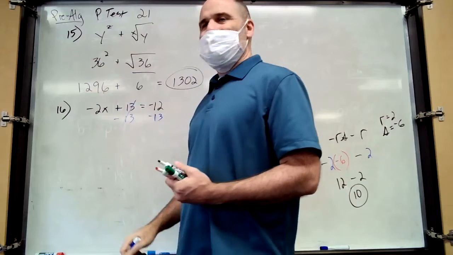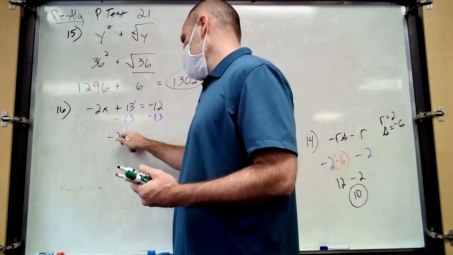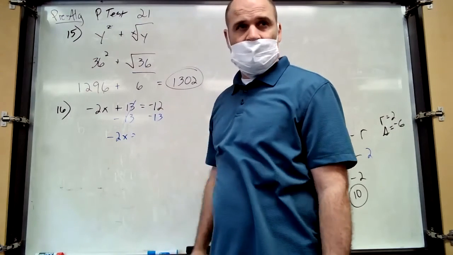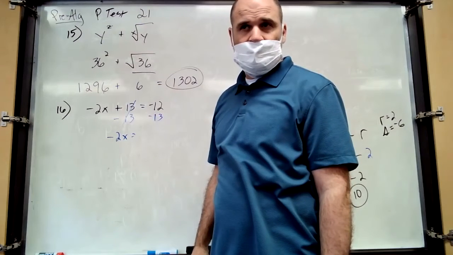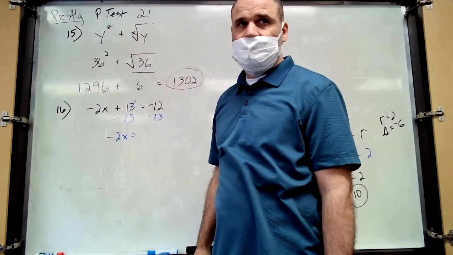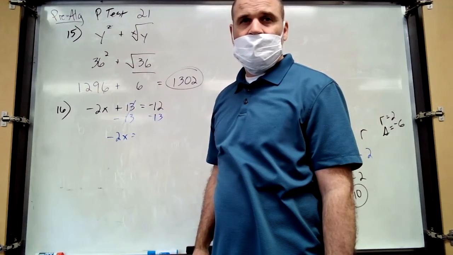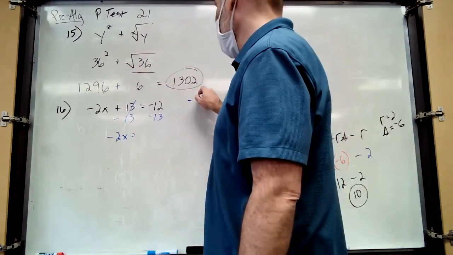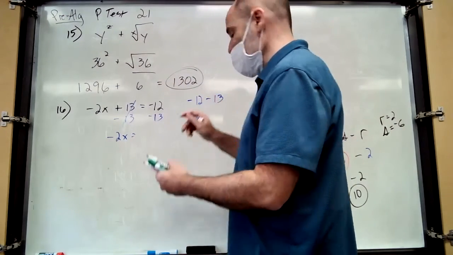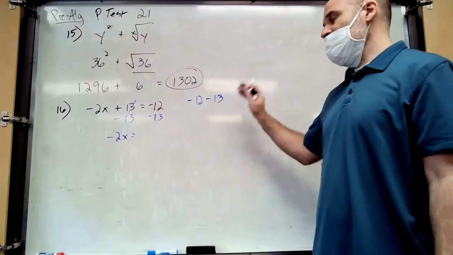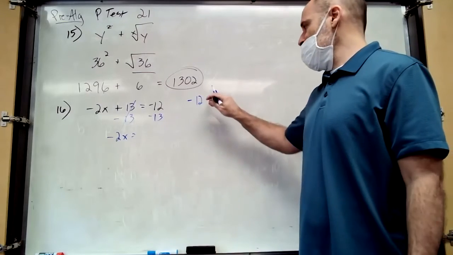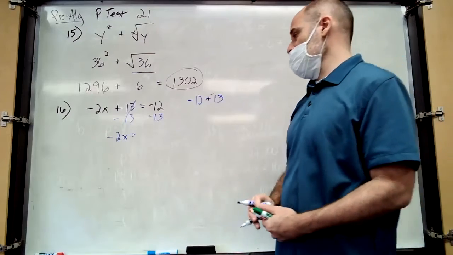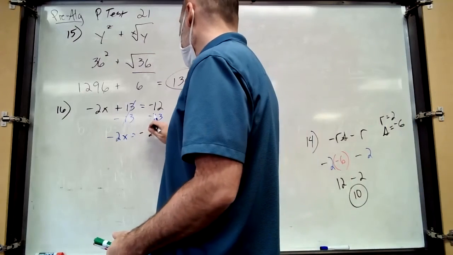Okay, so then we got negative 2x over here. And then what's negative 12 minus 13? Positive 1? No. Negative 26? 25? Write it out, guys. Look at this. Negative 12 minus 13. Whenever it's weird, just chicken scratch. So now it's negative 12 plus negative 13. So that's negative 25.